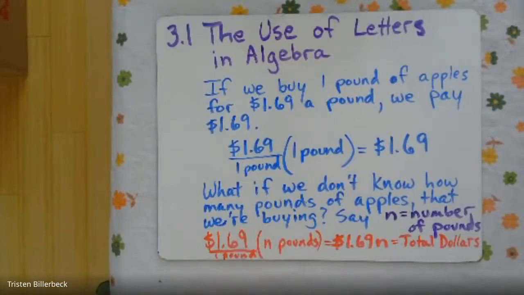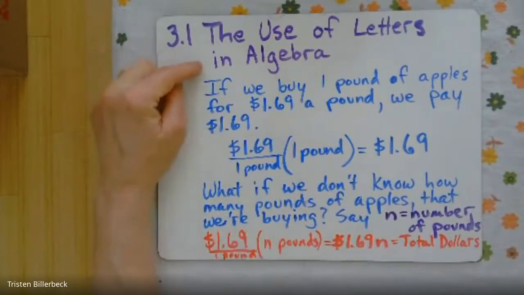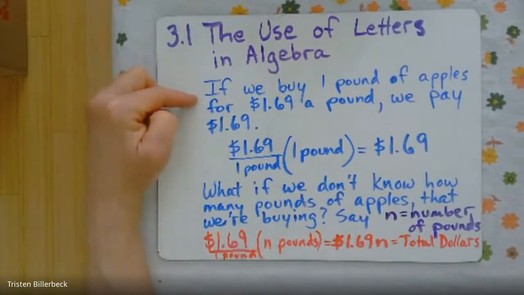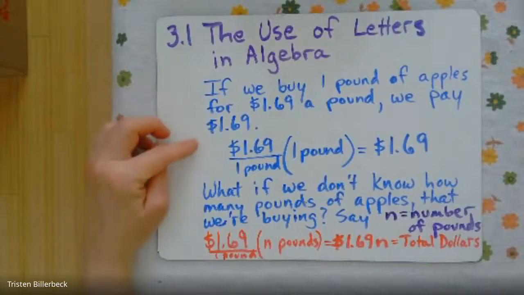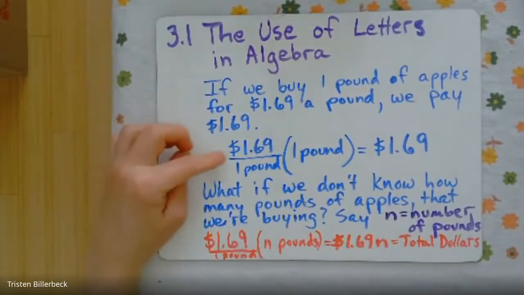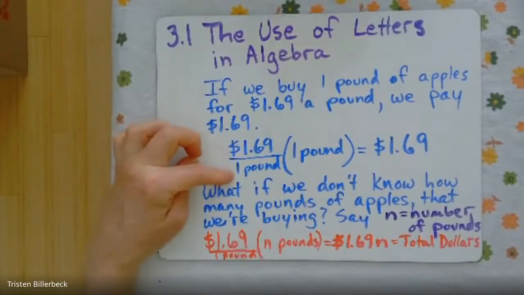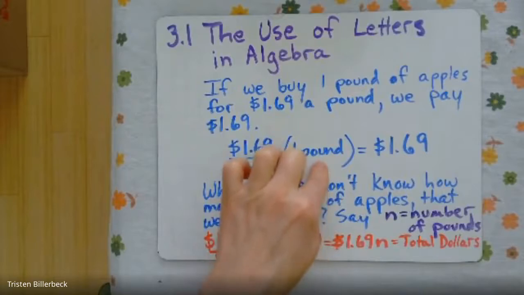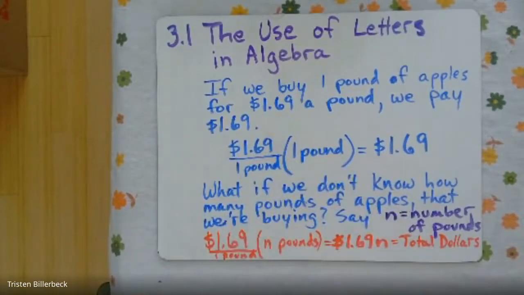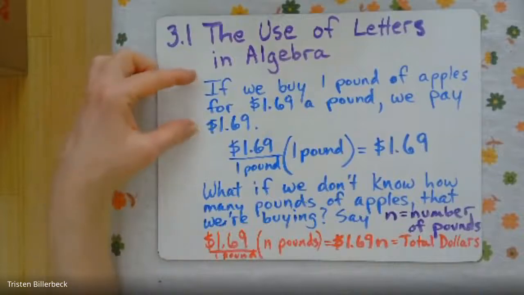Good morning. This is Ms. Millerbeck, and today we're going to talk about the use of letters in algebra. So if we buy a pound of apples for $1.69 a pound, we pay $1.69. And this little bar here, which looks like a fraction, means per. So $1.69 per pound times 1 pound equals $1.69. So that's how we write what's said here.